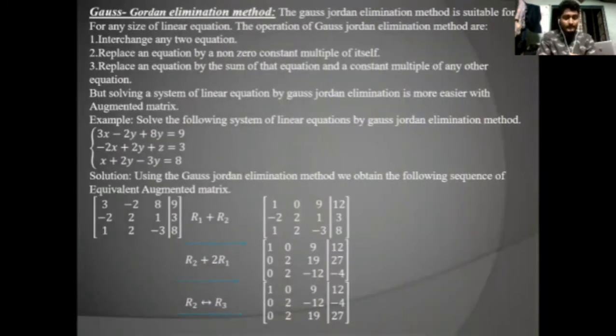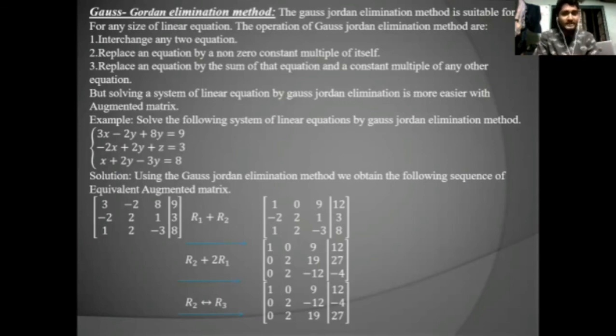Then we describe another method, the Gauss-Jordan elimination method. The Gauss-Jordan elimination method is suitable for any size of linear equations. The operations of the Gauss-Jordan elimination method are: one, interchange any two equations; two, replace an equation by a non-zero constant multiple of itself; three, replace an equation by the sum of that equation and a constant multiple of any other equation. Solving a system of linear equations by Gauss-Jordan elimination is easier with the augmented matrix.